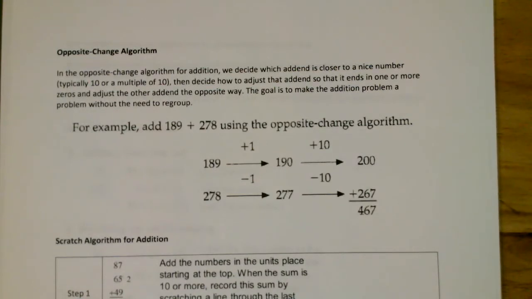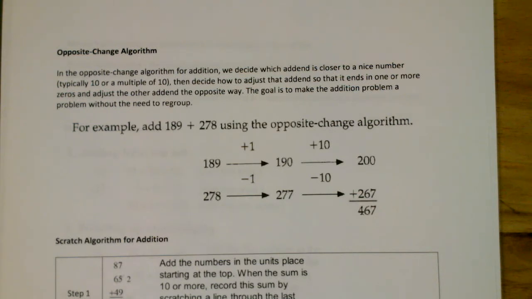All right, next we'll look at the opposite change algorithm. Here's another method for adding whole numbers. In the opposite change algorithm for addition, we decide which add-in is closer to a nicer number. Typically, it'll be a 10 or a multiple of 10, and then decide how to adjust that add-in so that it ends in one or more zeros and adjust the other add-in the opposite way. And the goal is to make the addition problem a problem without the need to regroup.